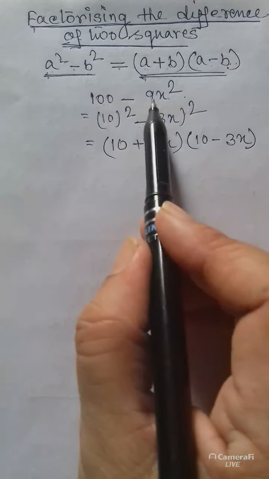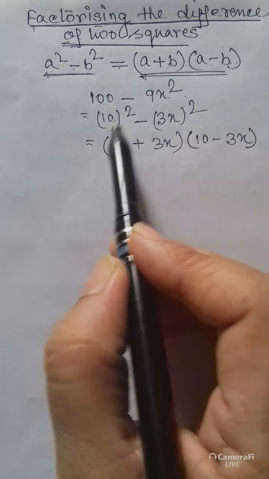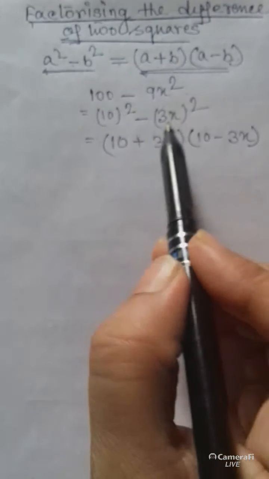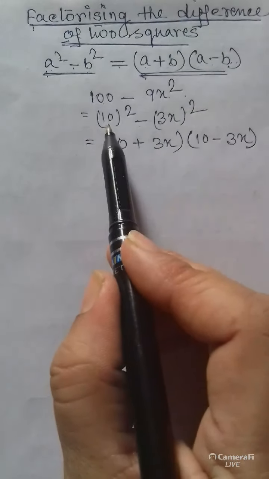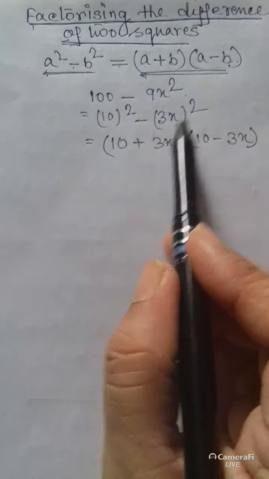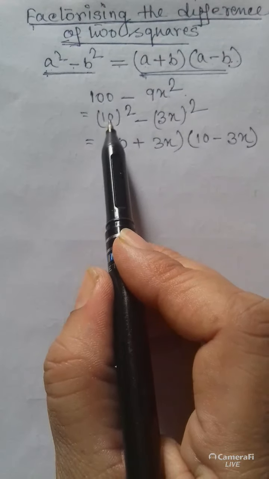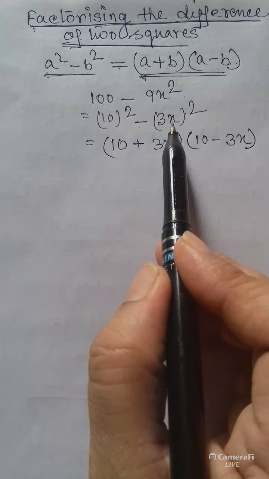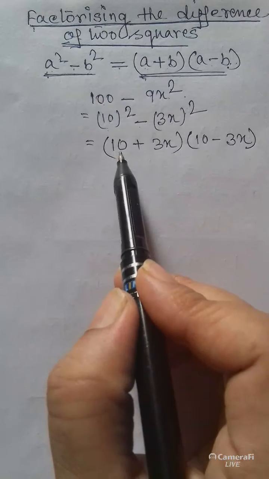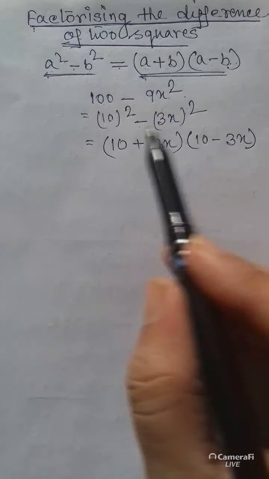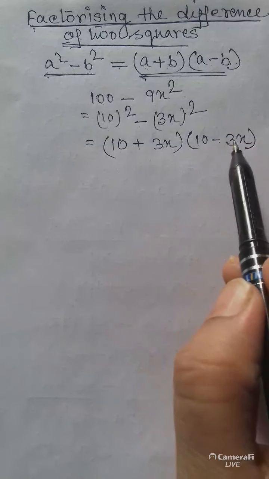So 100 minus 9x square: 100 means 10 square and 9x square means 3x whole square. So this is a square and this is b square. Suppose 10 equals a and 3x equals b. Then a plus b means 10 plus 3x and a minus b means 10 minus 3x.